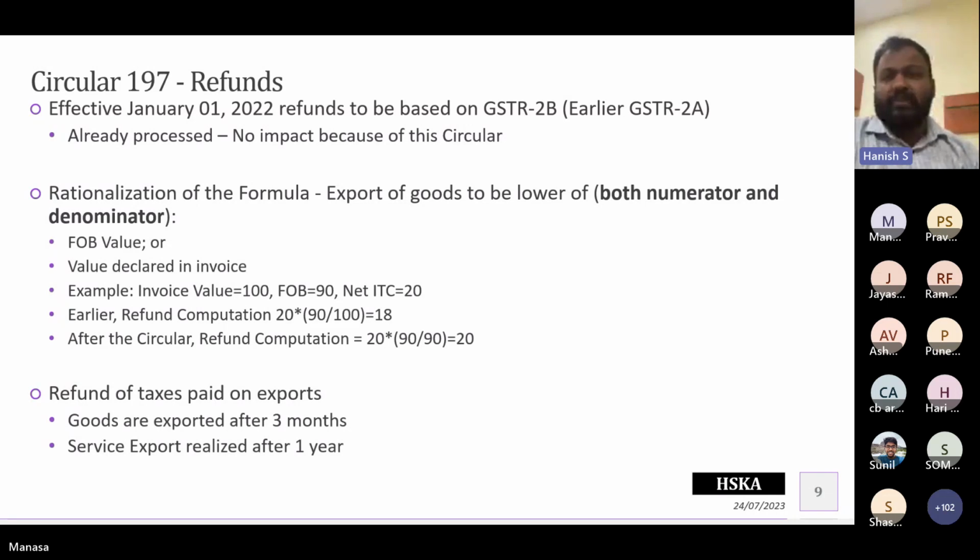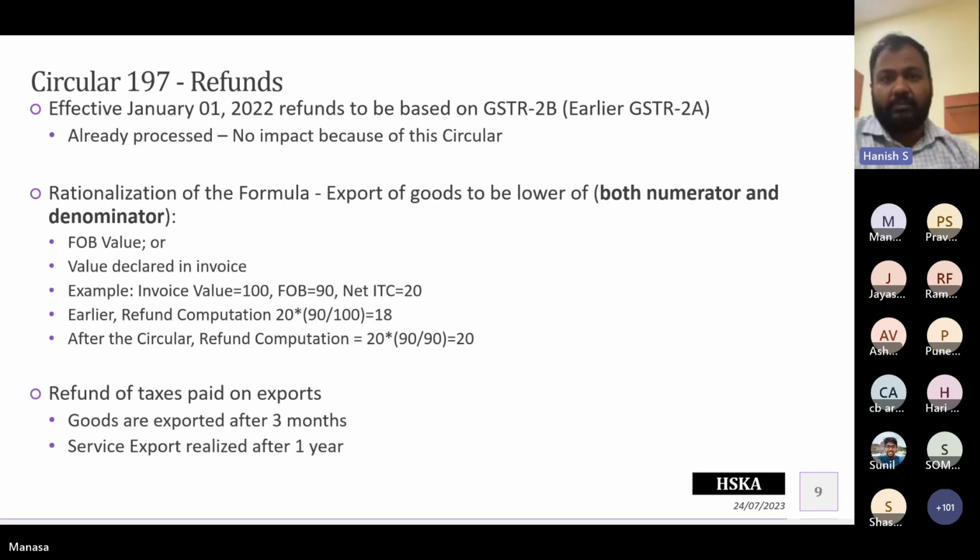So I'm sure this rule is going to be challenged, but as of now, it is not challenged. FOB value or value declared in the invoice, whichever is less, will be the value of exports. But there was some issue in the formula. The numerator said whichever is less, but the denominator was not changed. So now they are clarifying that whatever has to be taken in the numerator, the same amount will have to be taken in the denominator as far as export of goods is concerned.